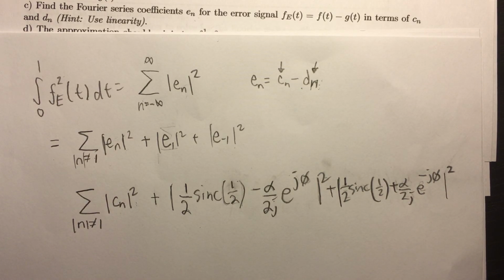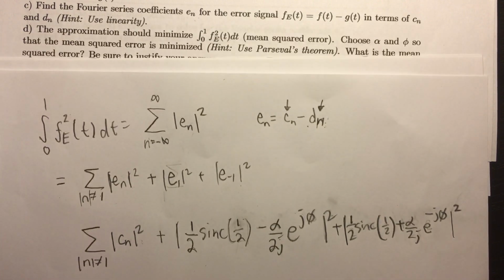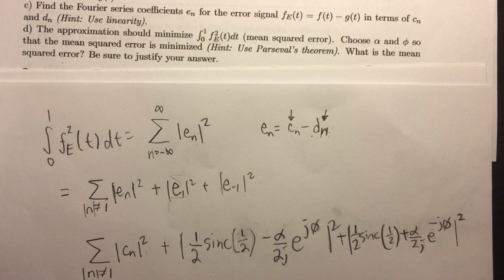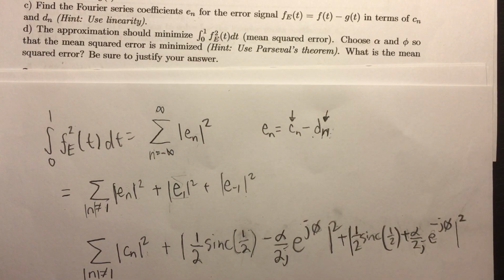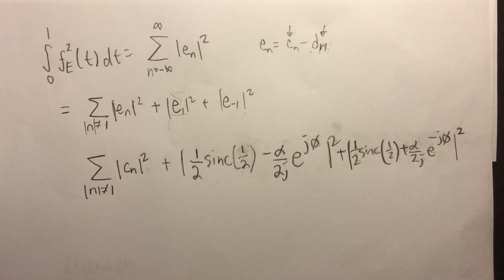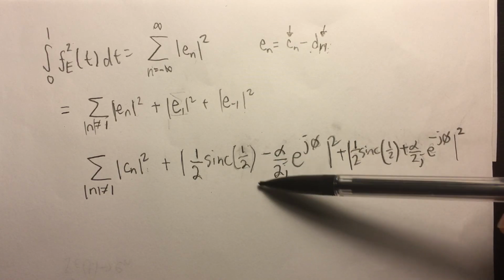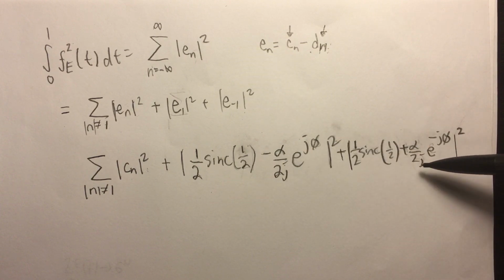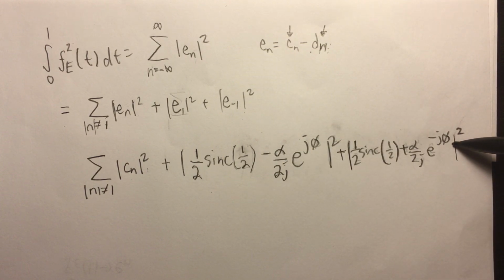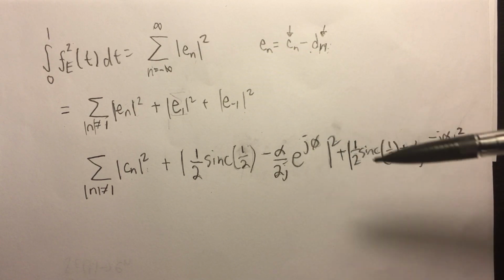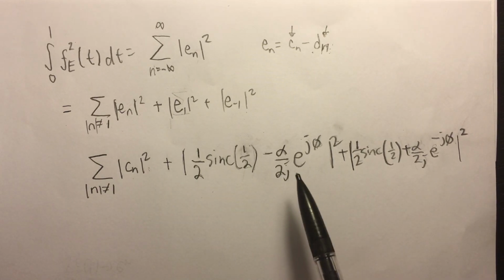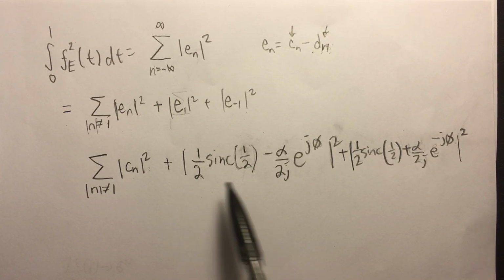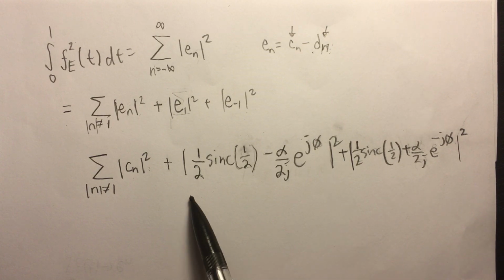And so the idea is we want to, as stated in the problem, choose alpha and phi so that the mean squared error is minimized. This is the mean squared error. Alpha and phi only appear here and here. Okay, and so the idea is to minimize each of these terms. Let's just look at one of them. Let's just look at the first one.